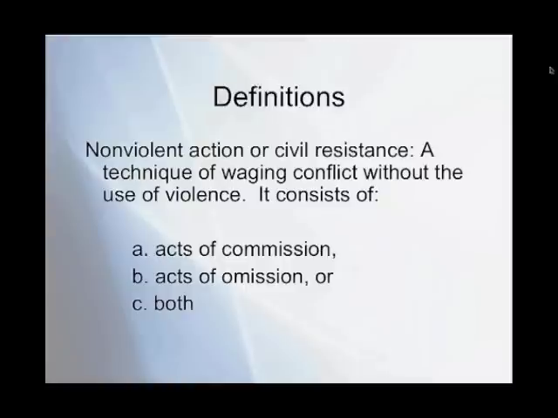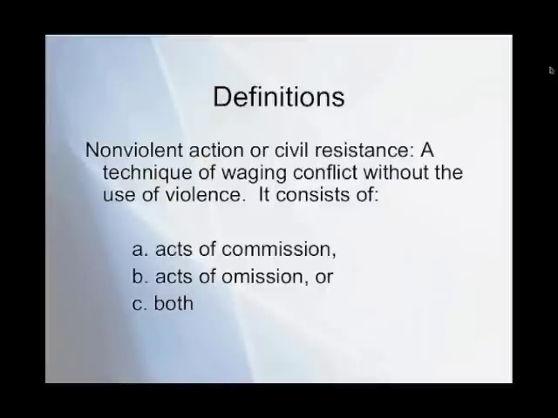They may set up alternative institutions such as schools, for example, or alternative organizing institutions, labor unions. So that's one kind of action that nonviolent action involves. The other kind of action that it can involve is acts of omission.